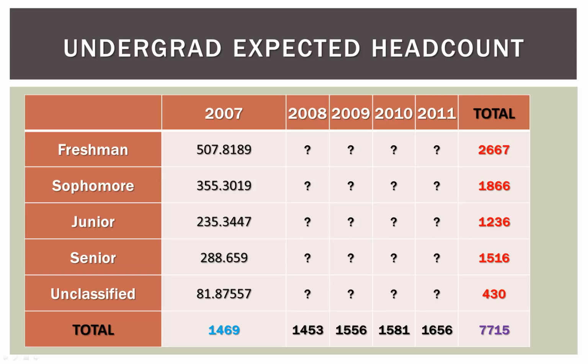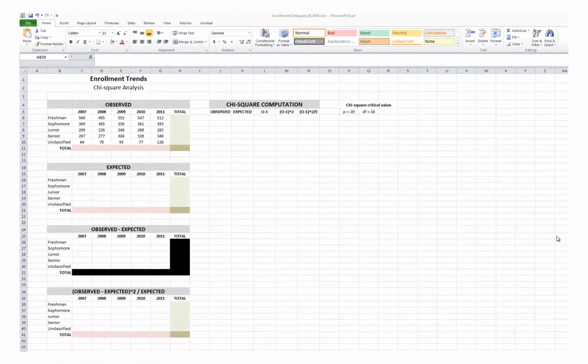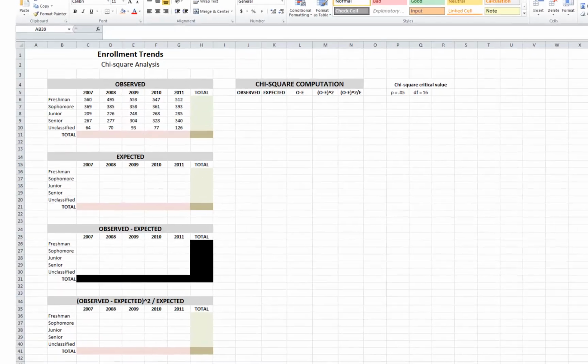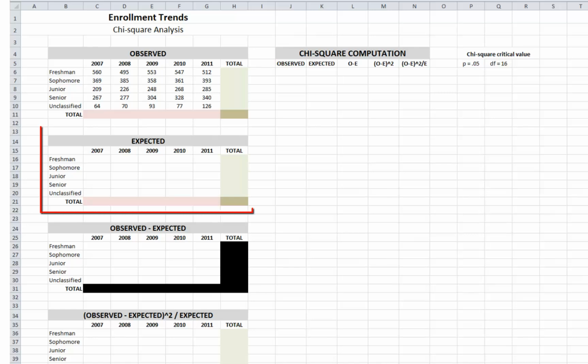So now let's go into Excel and figure out the rest of our expected head counts. Okay, so here we are in Excel, and as you can see, we have several tables on the left-hand side. The first table is the actual observed enrollments, for each class level on the left-hand side and each year along the top. Below that, we have our expected counts, and we're going to use Excel formulas to generate those, just like we did in our PowerPoint presentation, but it will be more automated.